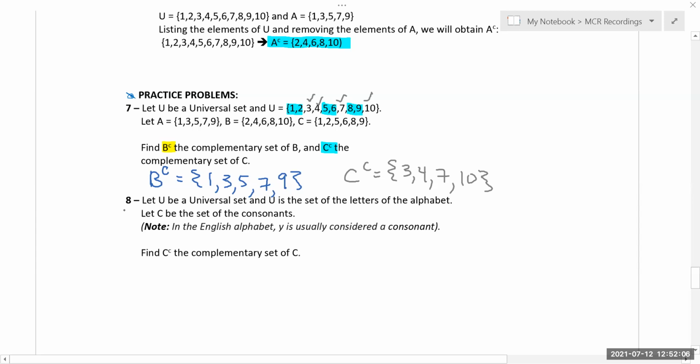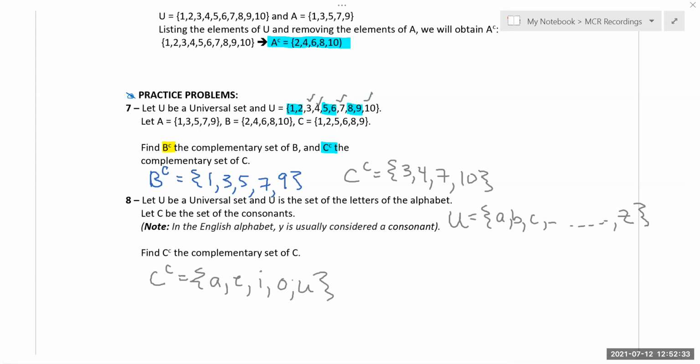Okay, then for question 8, it says U is the set of all the letters in the alphabet. So U is A, B, C, all the way to Z. If C is the consonants, think about what's left without having to write it all out. C complement would be the vowels. So you wouldn't always have to write all the pieces out. But if you've already got the consonants, then what's left would be your vowels. All right, couple more items on this intro.